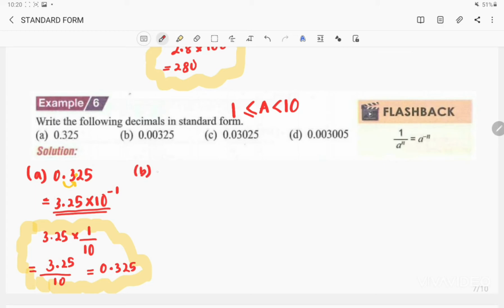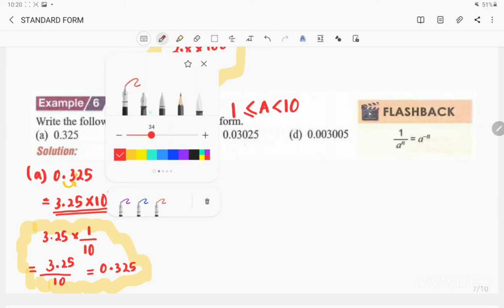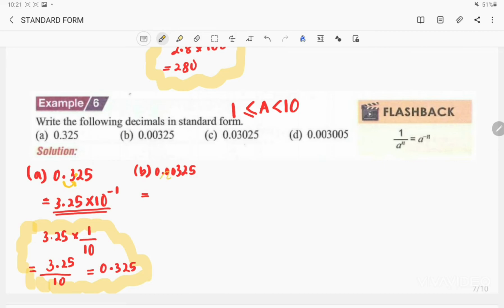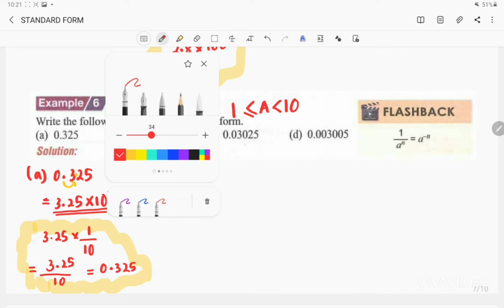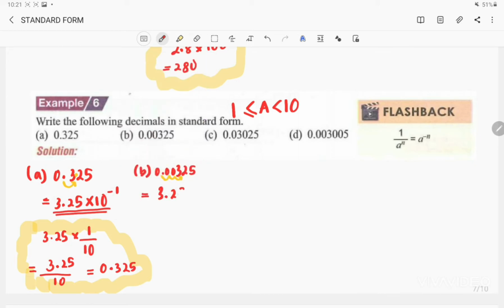Okay, now we try another example. Example B. So 0.00325 akan dapat berapa? Berapa decimal place, berapa kali kita kena tukar that decimal point? 1, 2, 3. So answer is 3.25 times 10 to the power of negative 3. Okay. What about C? Okay, this one is 1, 2. Dia tukar sebanyak 2 kali. So 3.025 times 10 power of negative 2.